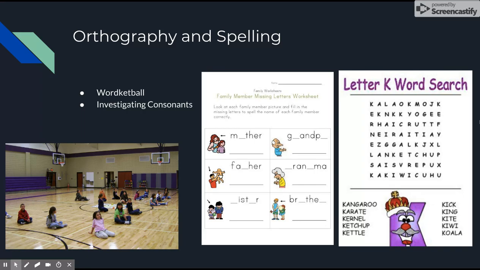So the first one is pointing to the mother. In this case, the O is missing. And there's all different scenarios, tons of different worksheets and themes that you could work with. And they would just have to fill in the missing letters and then write out the full word on their own.